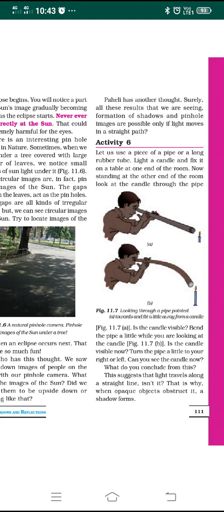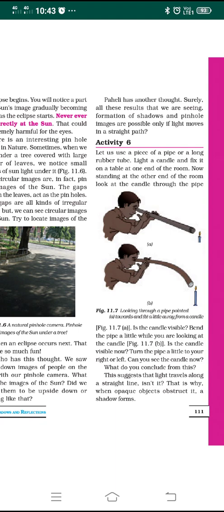Let's go through that. Let us use a piece of pipe or a long rubber tube. One piece of pipe you have to take, or a very long rubber tube. Light a candle. One candle you have to take, light it up and fix it on a table. At one end of the room, in one corner, you fix the lighted candle on a table.